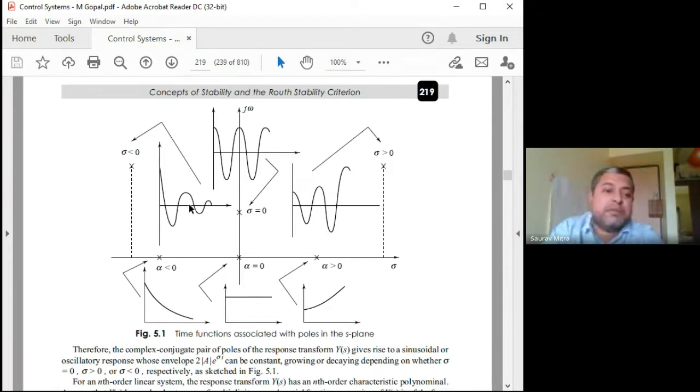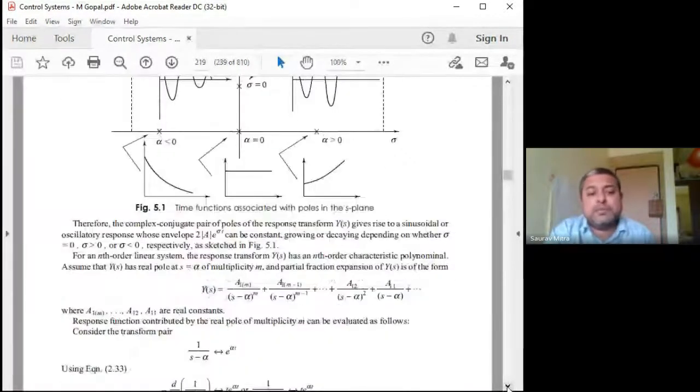Left side, this will be a stable waveform. And on top, if you find a pair of poles on the j omega axis, that means plus minus 3j, in that case this will generate a 3 radian per second sinusoidal waveform. All those things we have seen. Left side of the S plane is called stable. On the j omega axis of the S plane, it is called marginally stable. Right side of the S plane is called unstable. All these concepts we have seen.